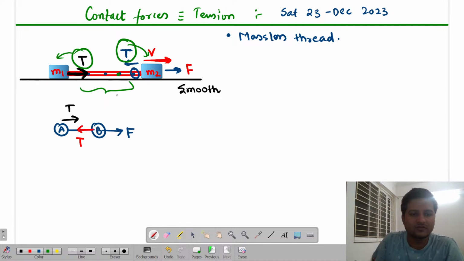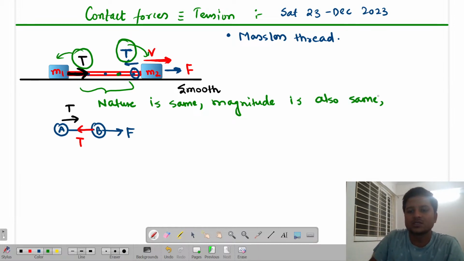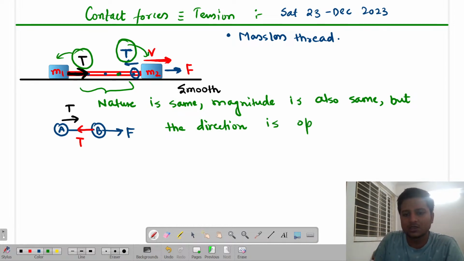But both of these tensions are of the same nature. Nature is same, magnitude is same, but the direction is opposite. Are you able to get me or not? Is this clear or not?